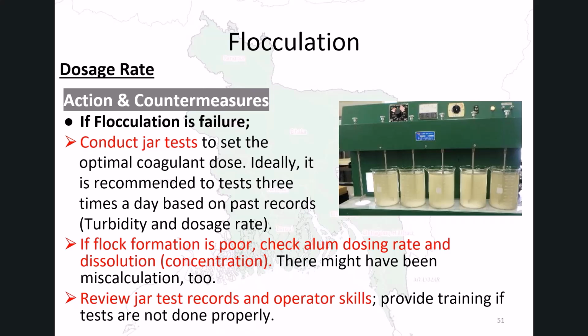This can happen especially as a human error. Lastly, review jar test records and operator skills. Provide training if tests are not done properly. In this manual, the jar test procedure is not explained, but the detailed procedure is found in the existing manual for the plant operators.